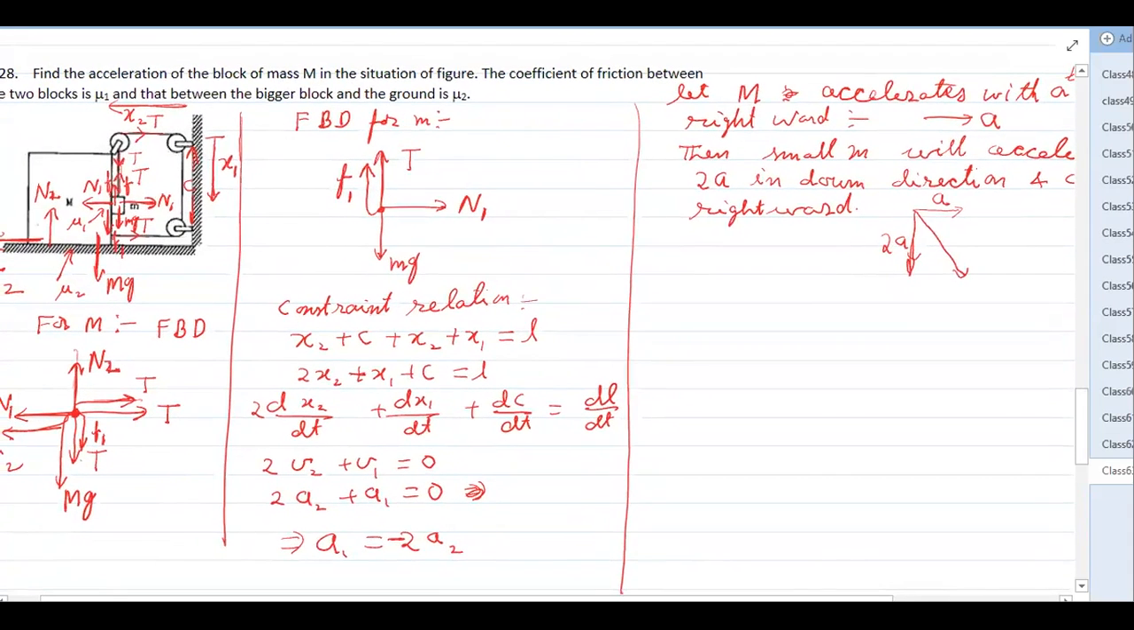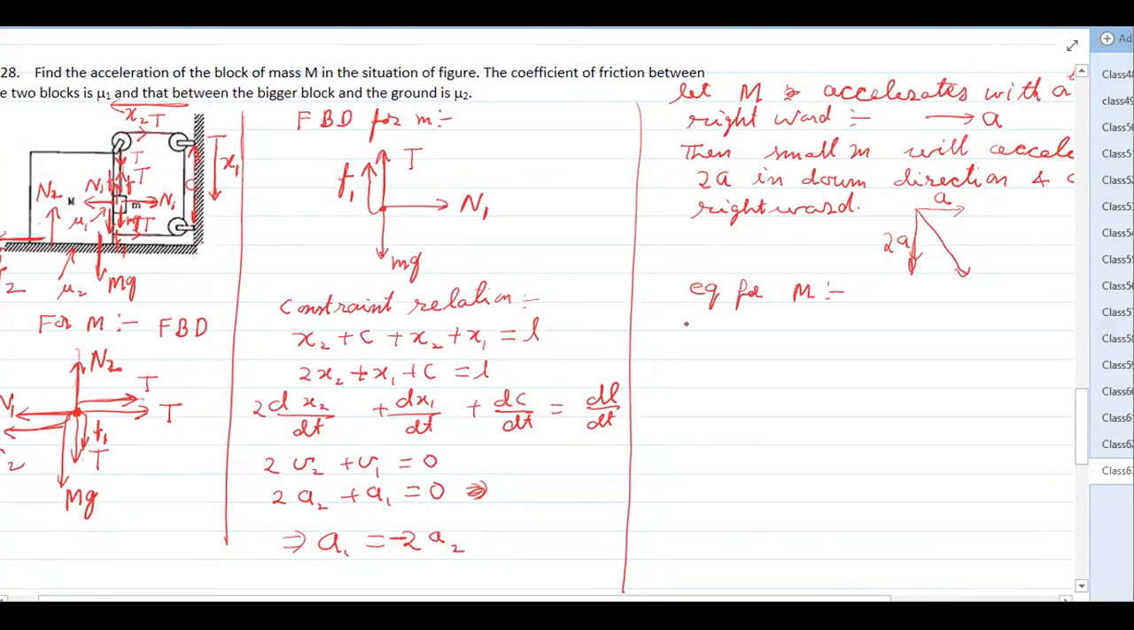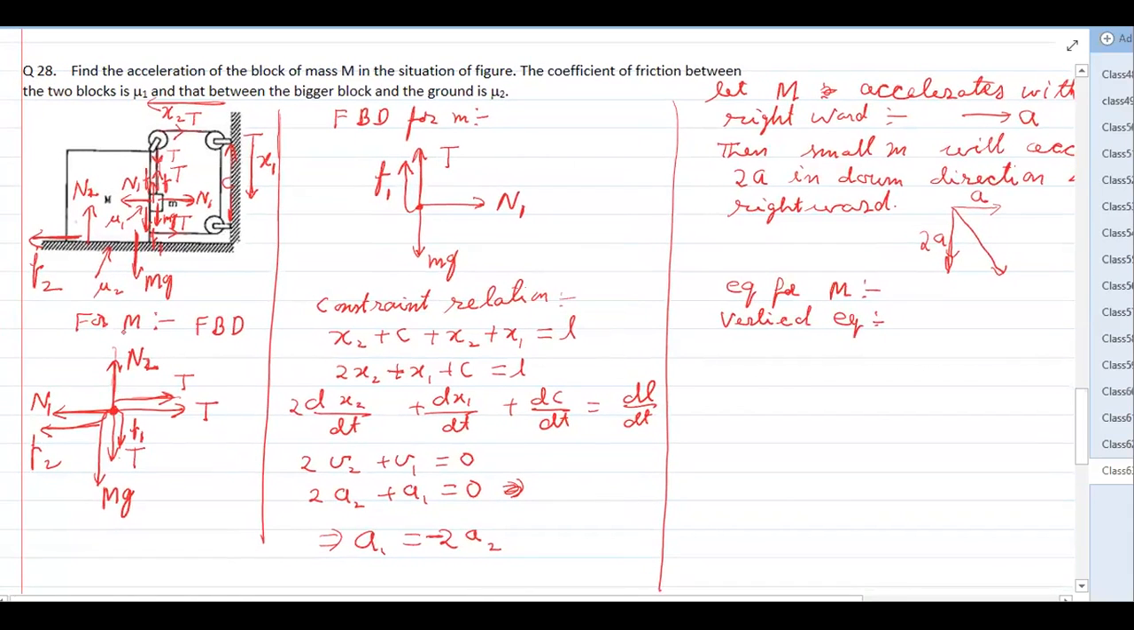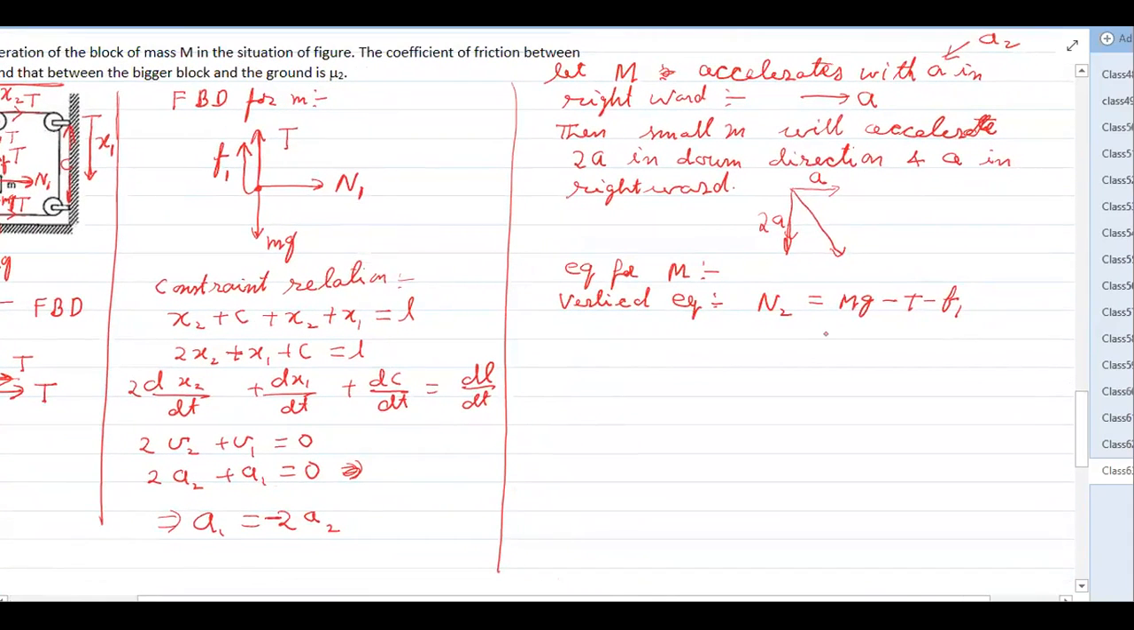So write the equation for capital M. If you write the vertical equation, what are the forces? N2 upward, Mg, T and F1. N2 upward is equal to, in the vertical direction there is no acceleration, so we can simply balance the forces, Mg plus T plus F1.